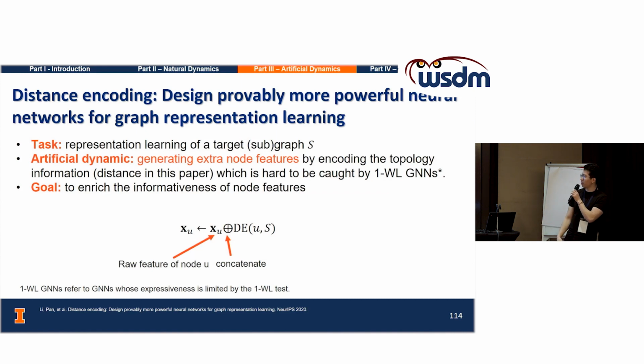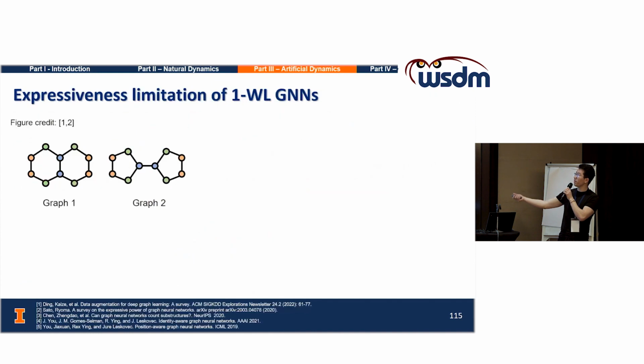And then the mathematical operation is as follows. They concatenate the raw feature of a node with some encoded topology features, and we will introduce what the DE means in the following slides. So we should first talk about what the expressive limitation of 1-WL graph neural networks is. But before that, let's take a look at some facts.